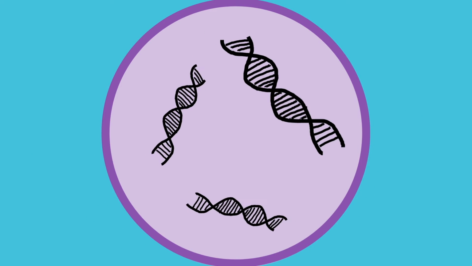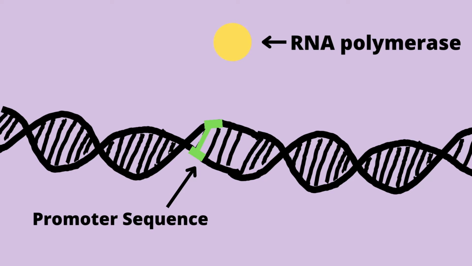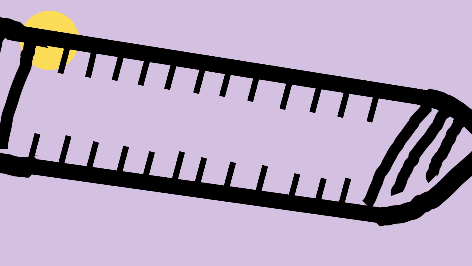The first stage of transcription is initiation. In this stage, the enzyme RNA polymerase binds to the promoter sequence upstream of the DNA. The upstream region is called the promoter, and it is high in adenine and thymine bases. The DNA strand is unwound, and hydrogen bonds are separated, exposing the template strand.